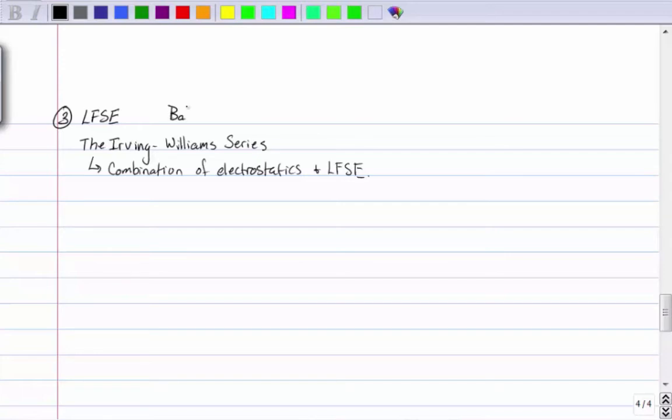So barium is the weakest. Strontium, calcium, magnesium. Now I'm going to go and add manganese to this list.